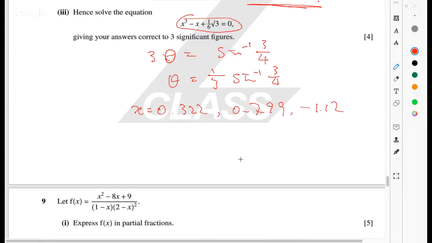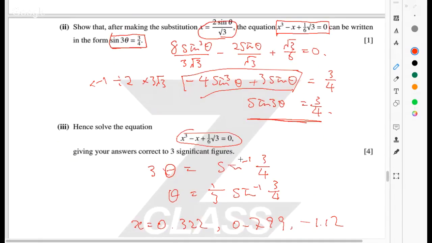Can I ask a question? How do we know how many values there are going to be? Because some of them repeat, and how do we know when to stop? In terms of when we get our 3 x values, how do I know that after 0.322 and maybe after 0.799, I have another one to find?